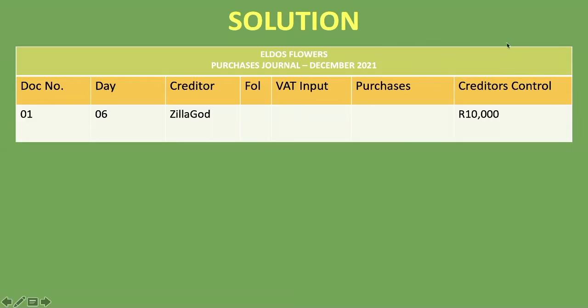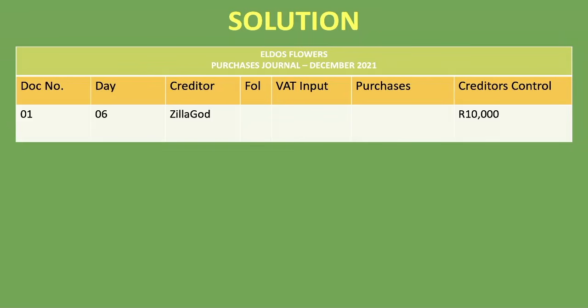But the purchases column, we have to put it excluding VAT, and we also have to calculate VAT and put it under this column here. So let's go ahead and do that. For us to calculate the VAT input, we take the 10,000 rand and multiply by the VAT percentage, which in our case we're told is 15%, so multiply by 15 and divide by 115.